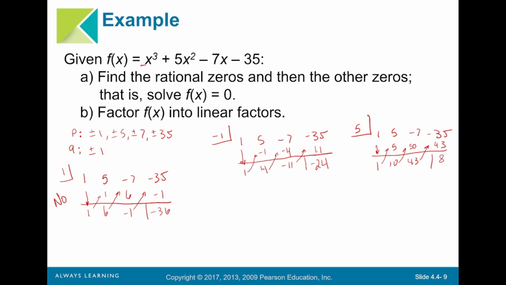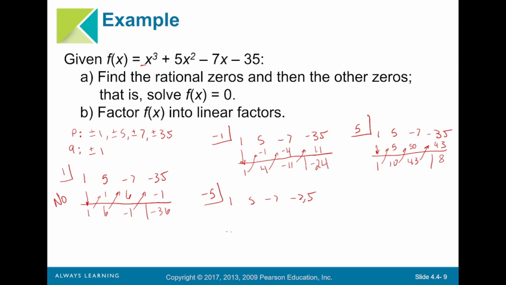I'm going through this process with you to show what you should also expect for your homework. Sometimes you have to go through it a few times to find the right value. But it's okay, it's a finite number, let's keep going. If I pull out a negative 5, I am then looking at 1, 5, negative 7, negative 35.